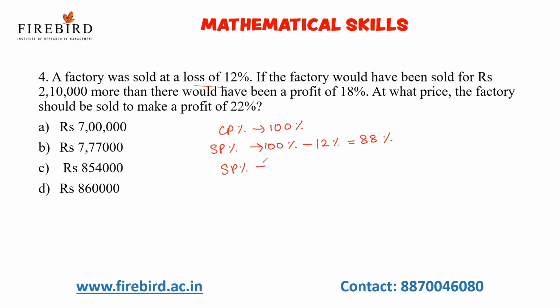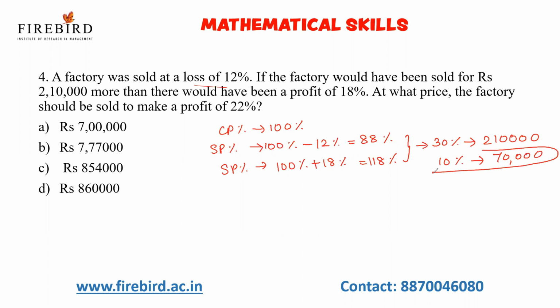If profit is 18%, what do you have to do? You should add it to the cost price percentage. So I'll get 118%. So what is the difference? 30%. See, 30% difference is giving me 2,10,000 rupees extra. And what about 10%? 10% is nothing but 70,000. If 10% is 70,000, the total percentage for the cost price is 100%. 100% will be 7 lakhs.